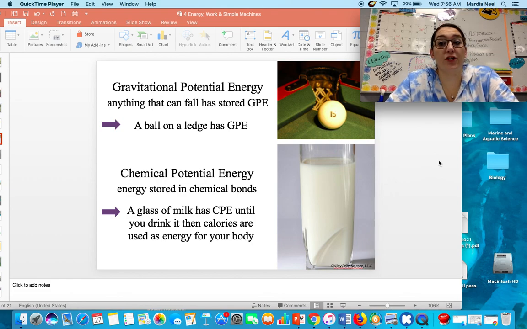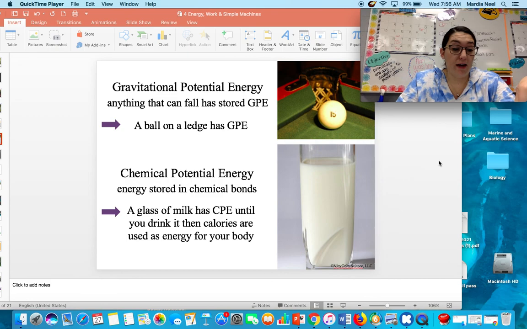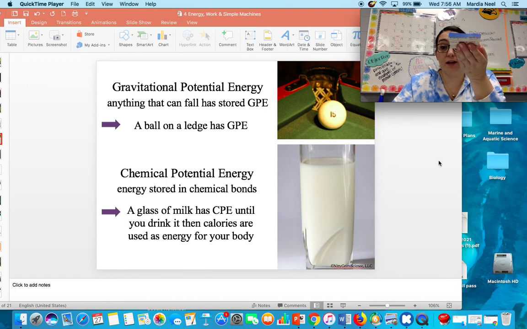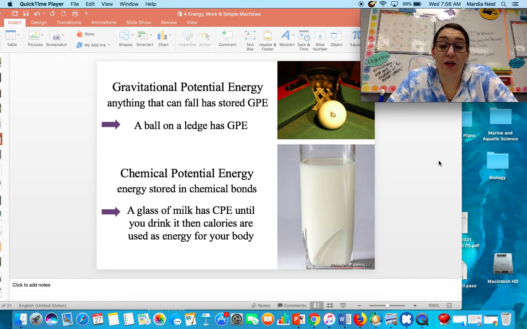Gravitational potential energy. It has the potential energy of anything that can fall. So if I were to balance this notebook on the side of my hand, it's got gravitational potential energy right now, because it could very easily fall and be pulled down with kinetic energy and gravity. So if it has the ability to fall, it's got gravitational potential energy.